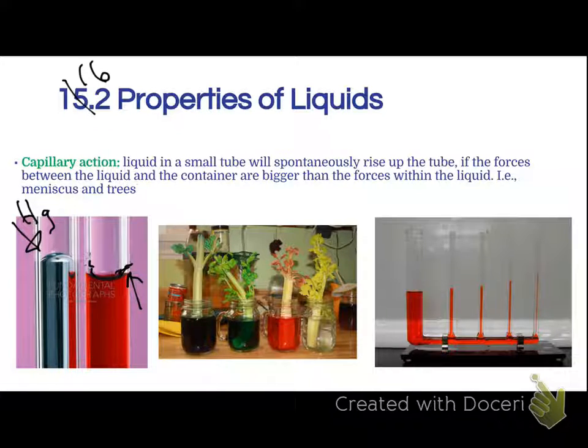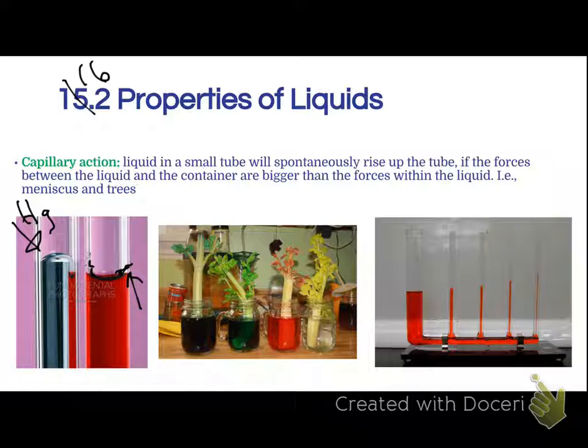So meniscus is caused by an attraction or a repulsion between the container and the liquid. Okay? When there's an attraction, you get capillary action. So plants use capillary action to move water and nutrients from their roots all the way up to the leaves at the top. What's interesting about this is that plants, of course, don't have muscles, so they have to do this using passive mechanisms. And one of the main ways of getting water to the leaves is by capillary action.